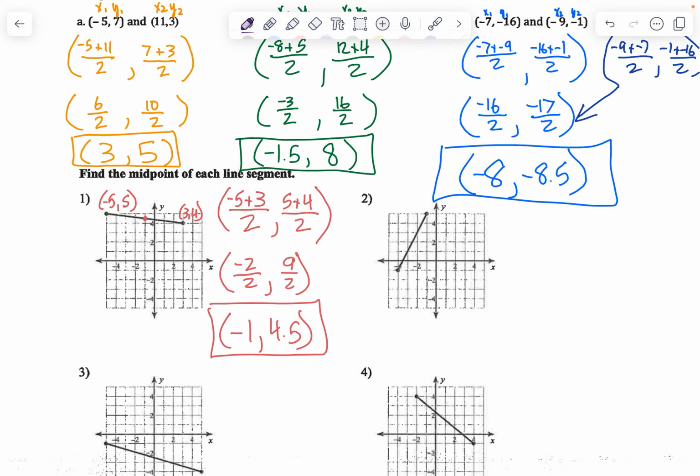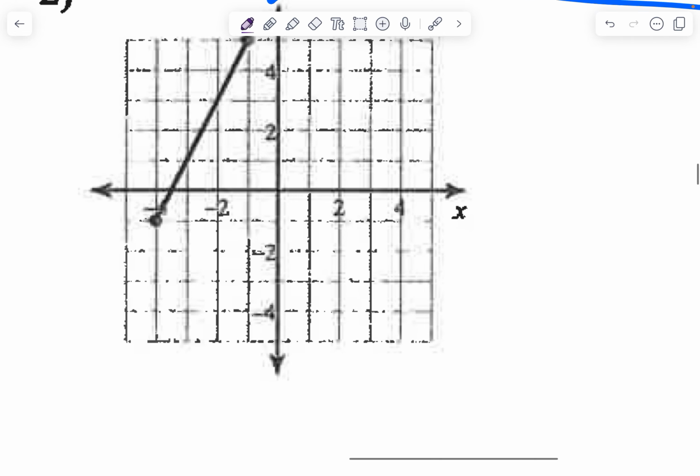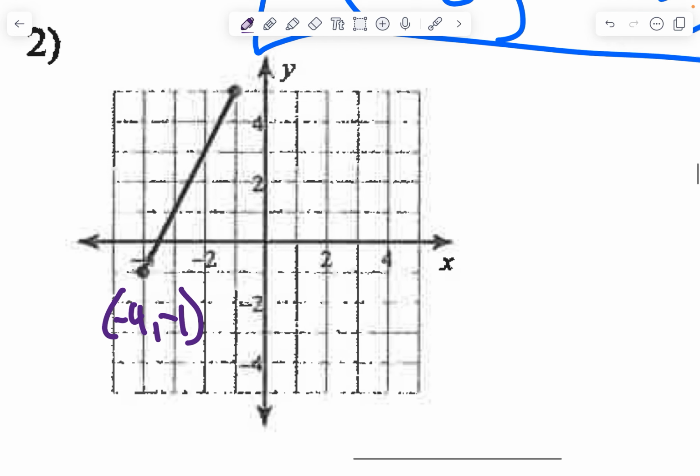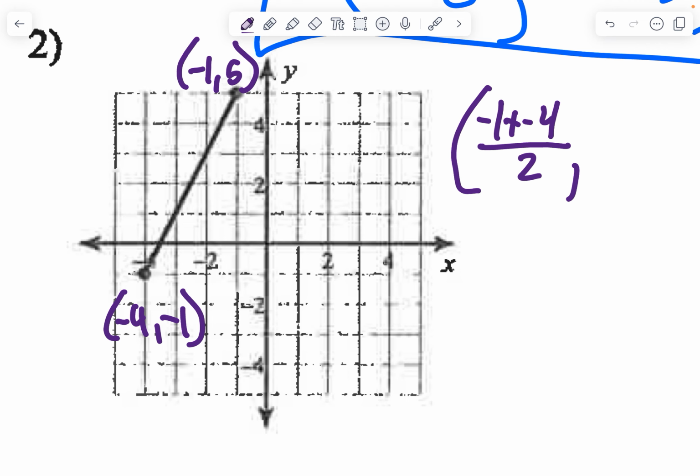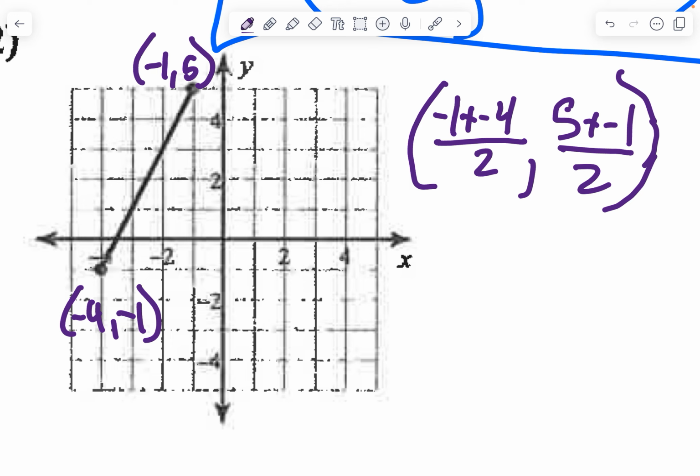Okay, so looking at the next one, number 2, go a little bit faster. We got the point negative 4, negative 1. And then this is going to be the point, whoa, almost messed that up, negative 1, 5. So as we write this point, let's go negative 1 plus negative 4. And then we got 5 plus negative 1. Obviously, really got to pay close attention to signs here. Okay, let's close that up.